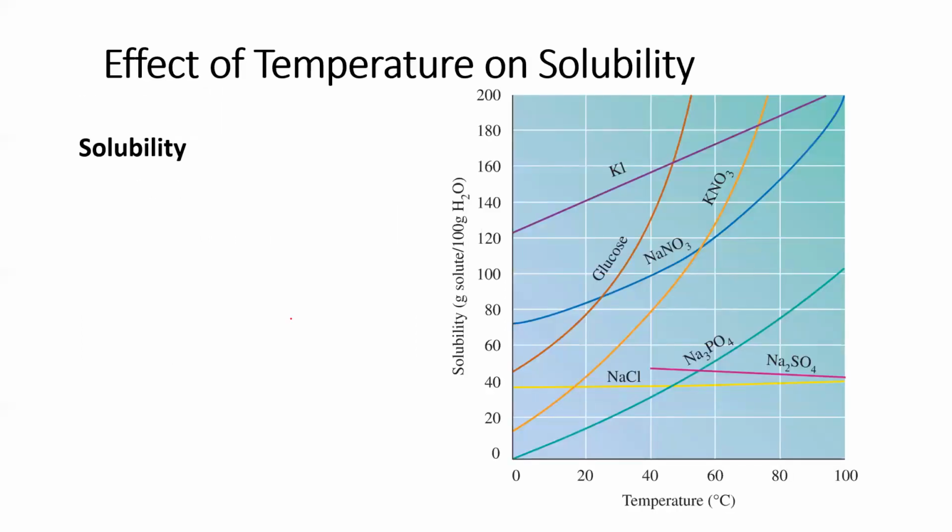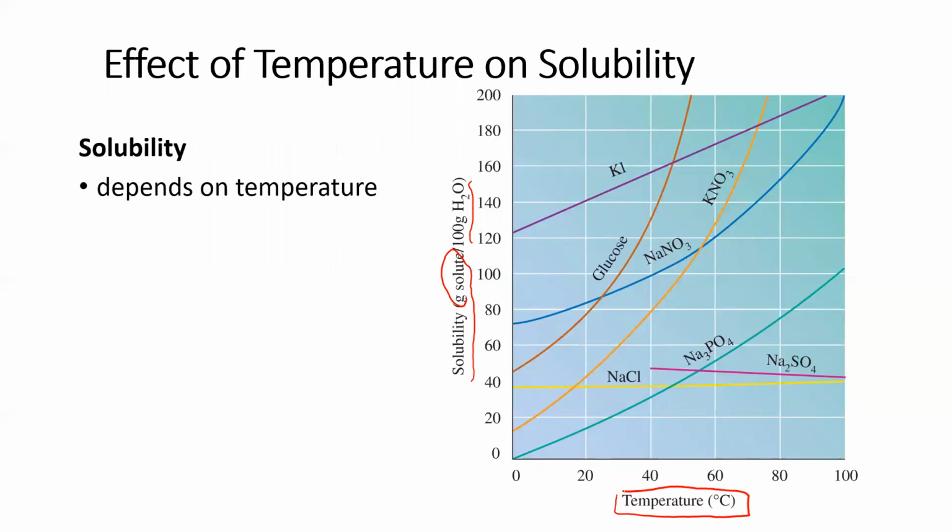So here we see a solubility table. And on the table, just as we expressed earlier, this shows the solubility in grams of solute per 100 grams of water. And then down here, we see the effect of temperature. So typically what happens is, solubility depends on temperature. Why?